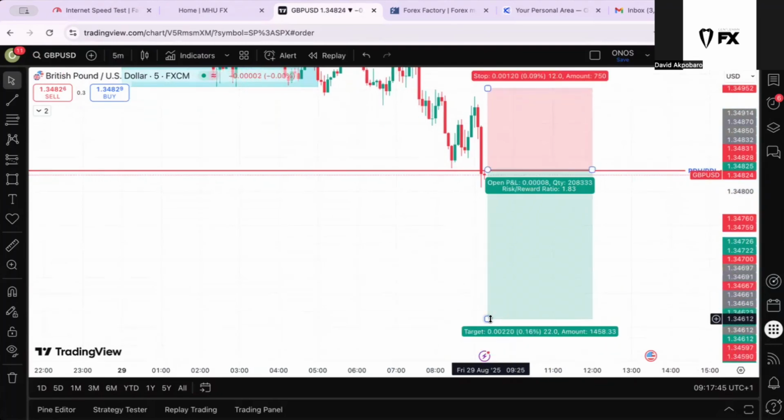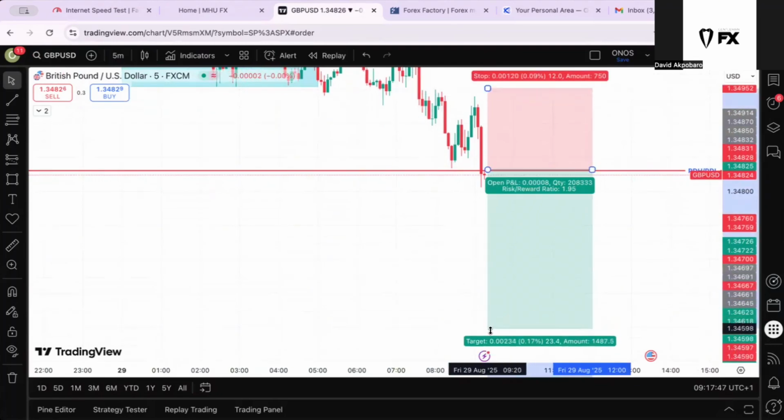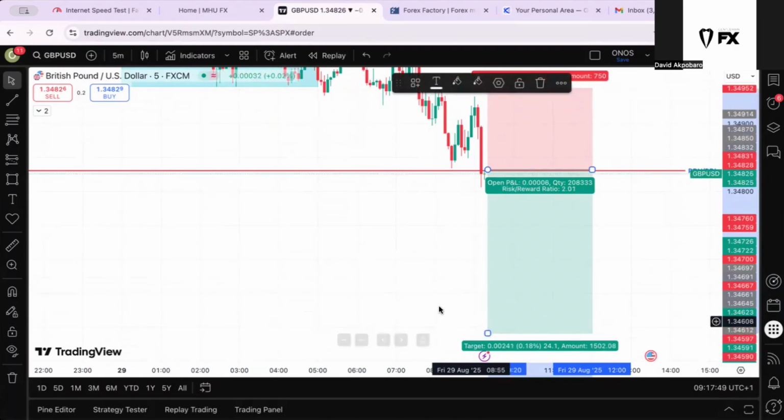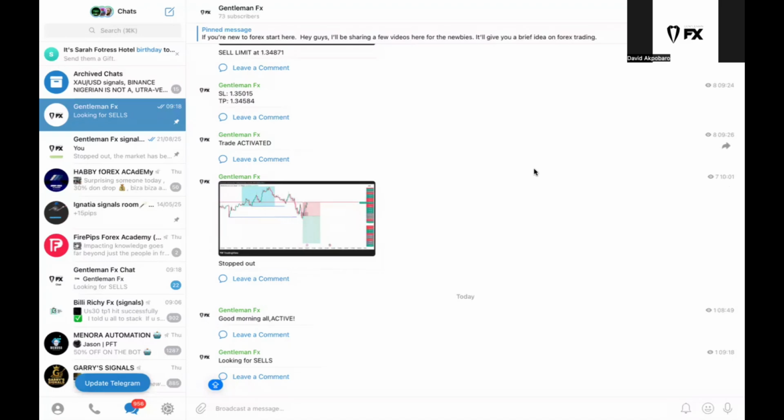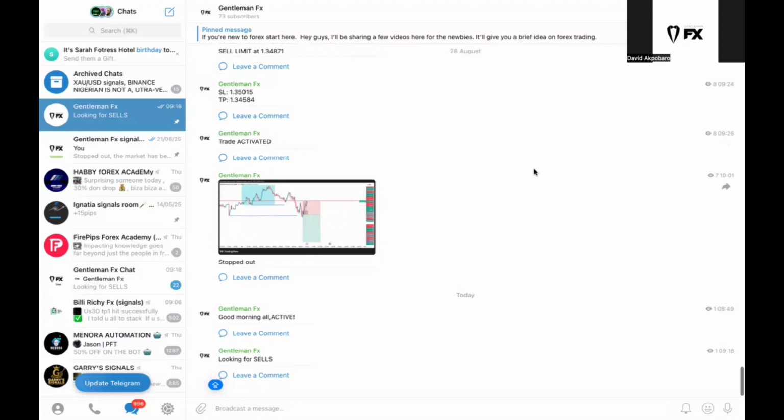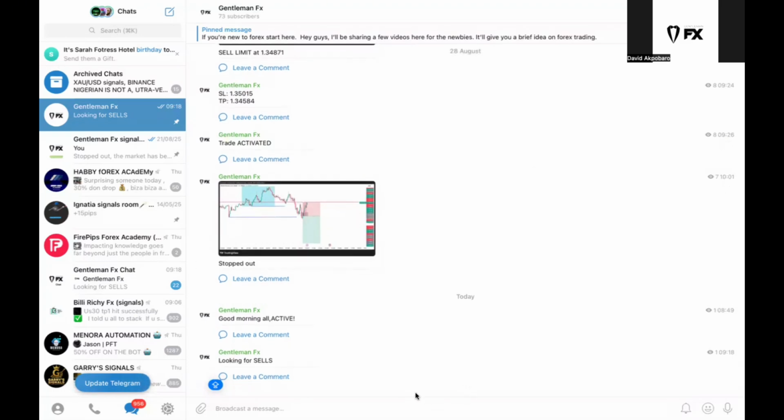All right, so I'm going to send this same signal to my Telegram channel. Once I get the close of this current candle, I'll send them a limit order or a market execution. So, this is my Telegram channel, and I'm going to drop the signal now, a sell limit.